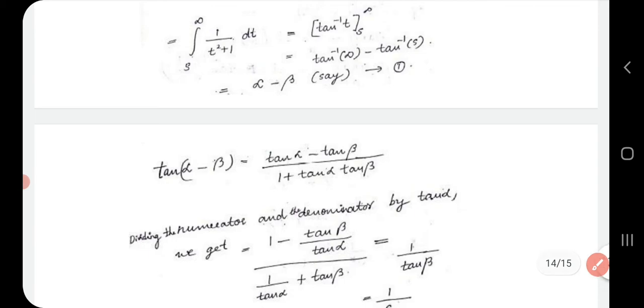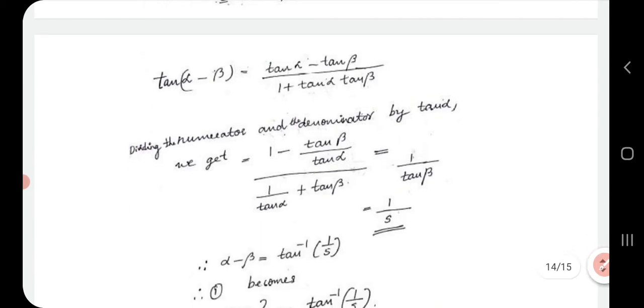Now what is tan a minus b? Tan a minus tan b by 1 plus tan a tan b. Okay, here in place of a you are having alpha and in place of b you are having beta. Now just divide numerator and denominator by tan alpha. Your answer will be 1 by tan beta. That is nothing but 1 by s. So tan of alpha minus beta is 1 by s. So alpha minus beta will be tan inverse 1 by s.